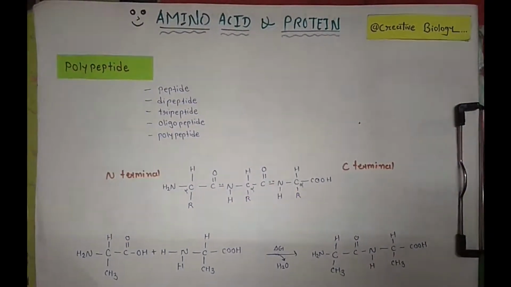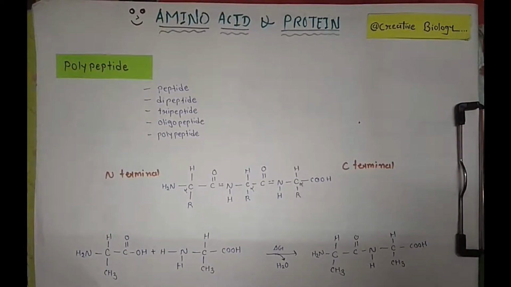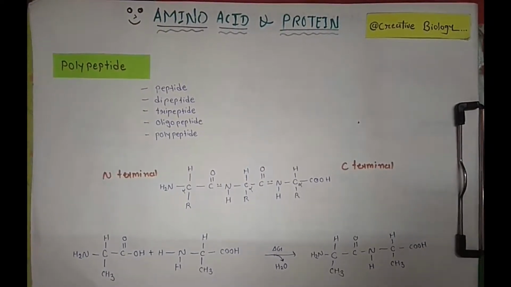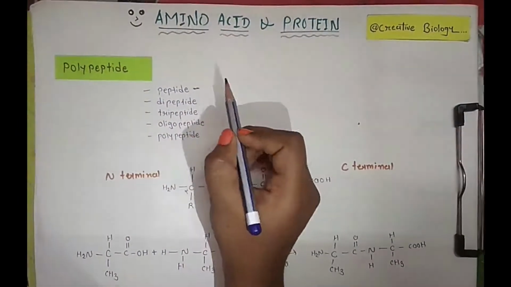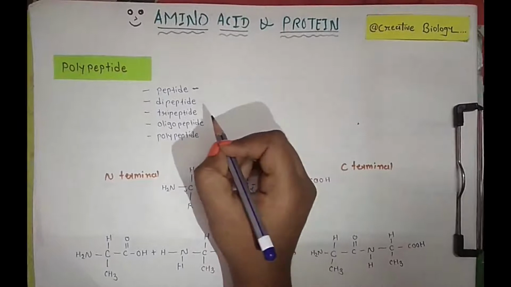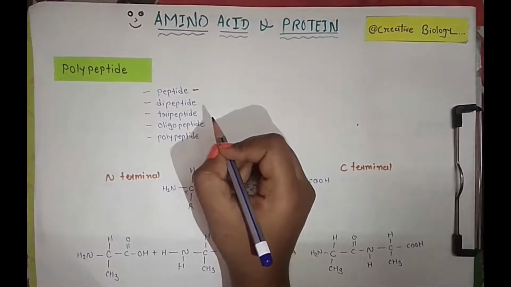In this video we are talking about the polypeptide. What is a peptide first? A peptide is a compound consisting of two or more amino acids, or we can say it's a chain of amino acids, right?